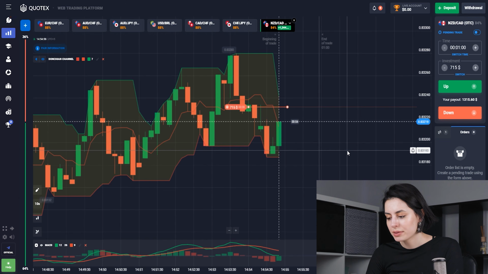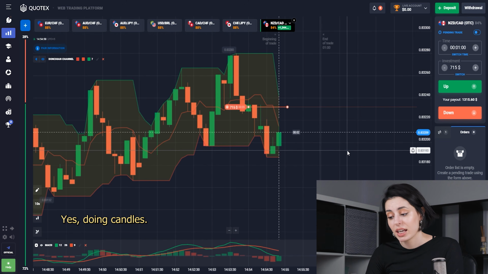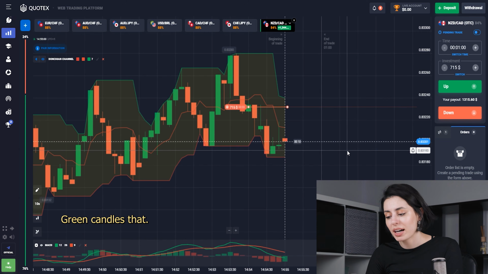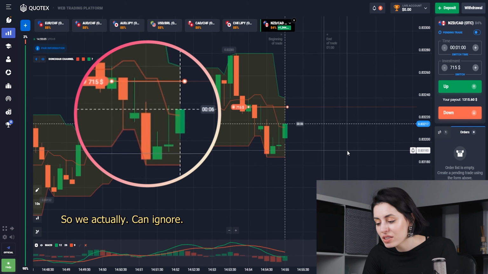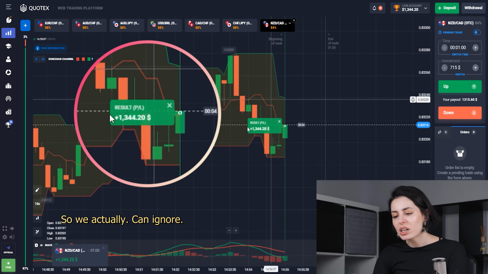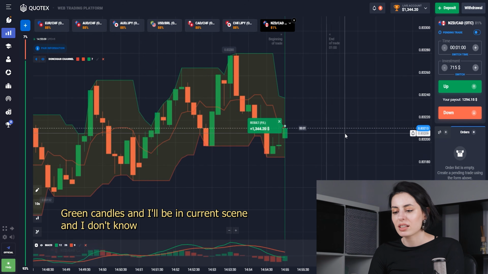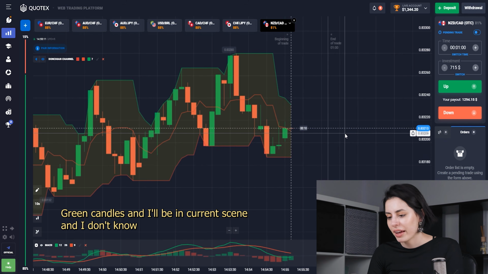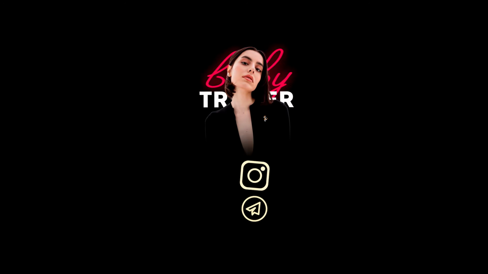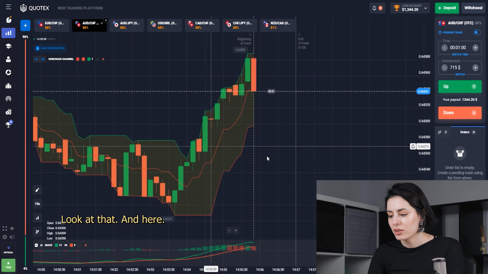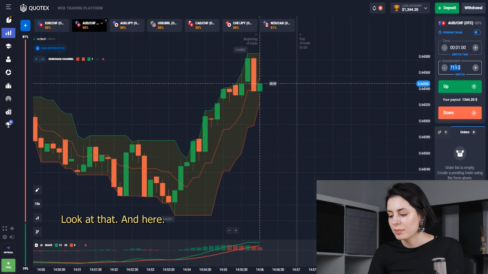So yes, green candles, but in some safe space. We are so downward that we can actually ignore these green candles and not be cursing and, I don't know, not be afraid that it's going to ruin us. Just got it. Look at that. Here.